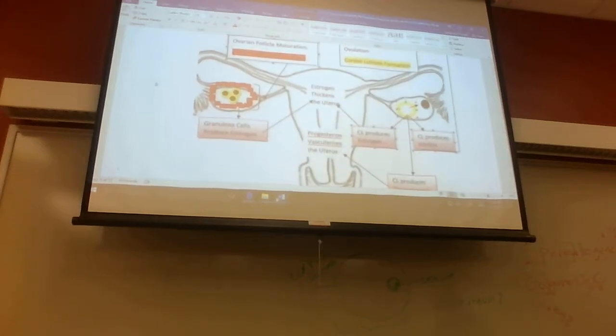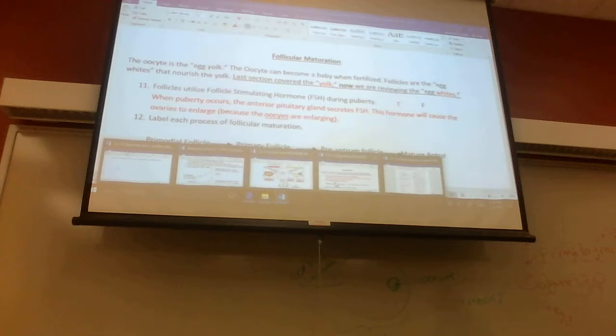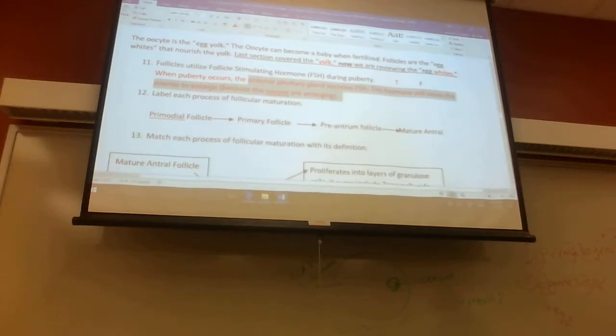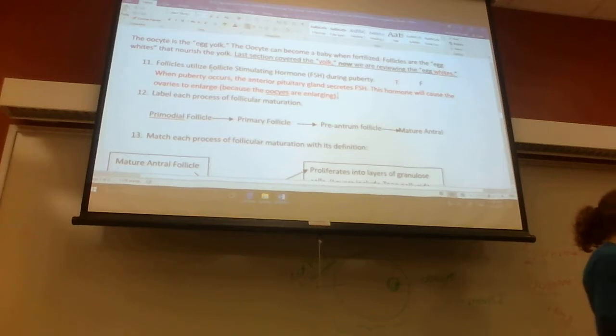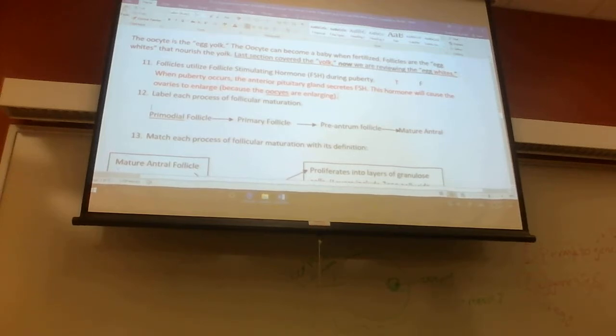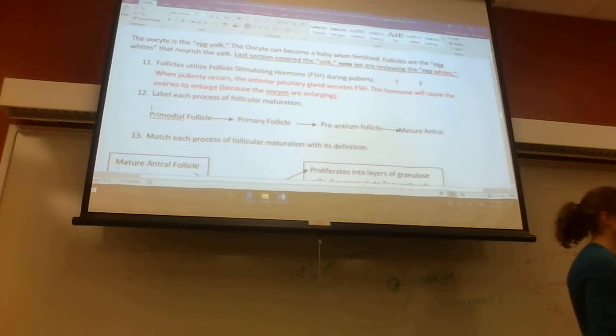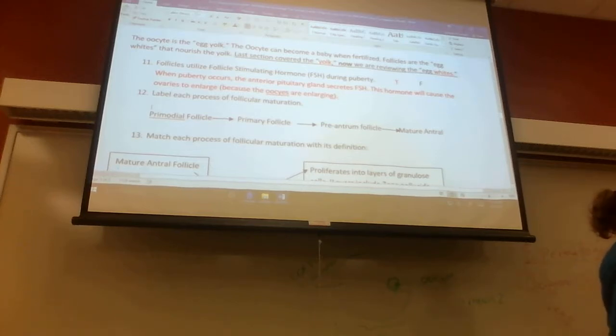So that's that, and we'll get more into this with the menstrual cycle. But right now, follicular maturation. Follicles utilize follicle stimulating hormone during puberty. Label each process of follicular maturation. You have your primordial follicle, your primary follicle, your pre-antrum follicle, and then your mature antral.